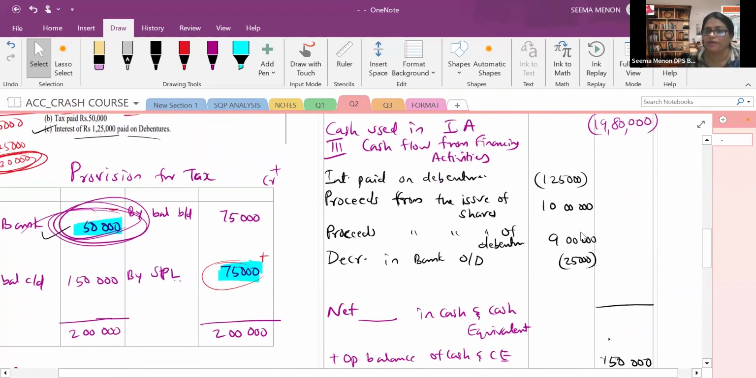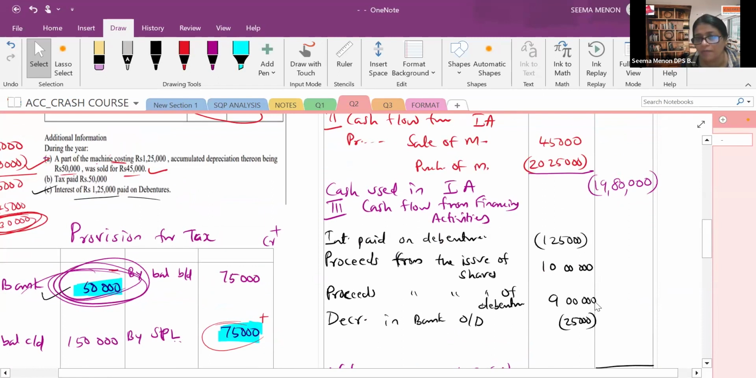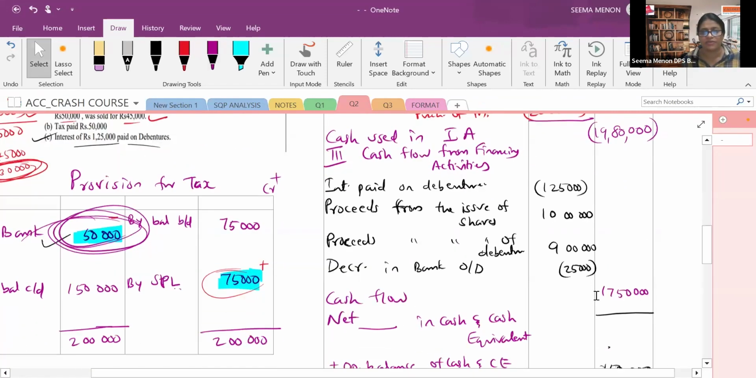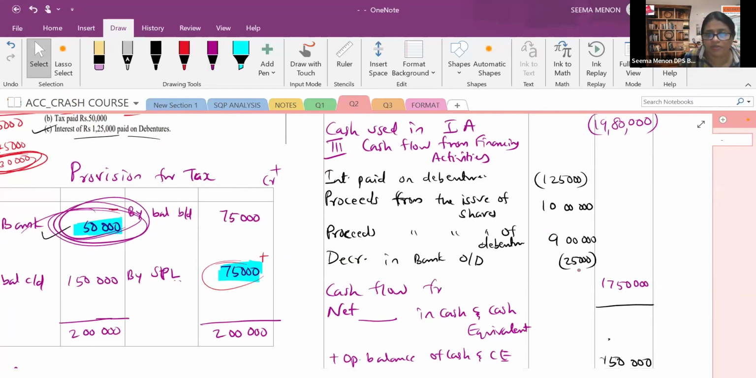9 lakh plus 10, 19 lakh. And after that 19 lakh minus 1,25,000 and 25,000, that is 1,50,000. So 19 lakh minus 1,50,000, that is 17,50,000. You will be getting that as cash flow from financing activity. I'm writing FA, that is financing activity.